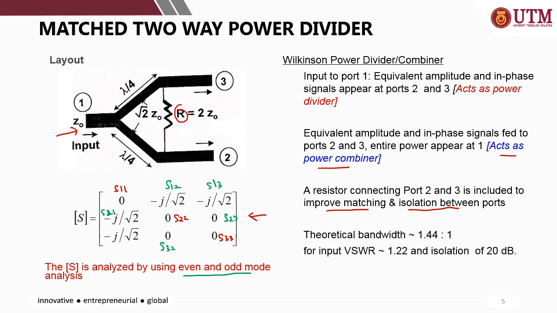In theory, the typical bandwidth for a Wilkinson power divider is 1.44 to 1, the VSWR is 1.22, and the isolation is 20 dB.